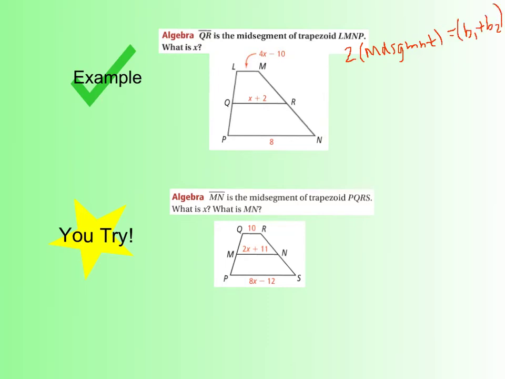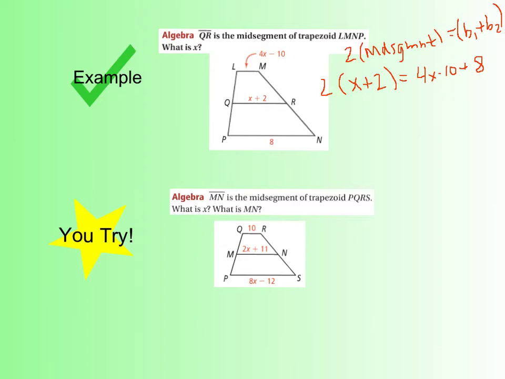So let's write this out. I've got 2 times my midsegment, so 2 times x plus 2 equals base 1, which I'm going to say is 4x minus 10, plus base 2, which is 8. So I took 2 times my x plus 2, and then I set it equal to 4x minus 10 plus 8. Now I go through and I'm going to simplify this.